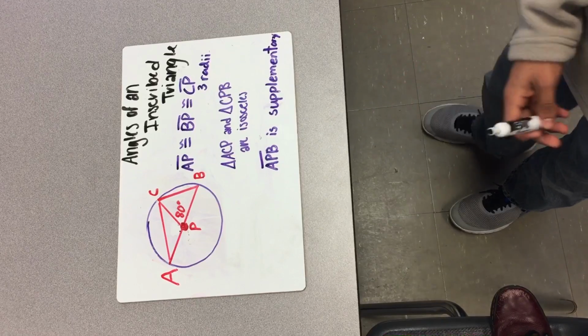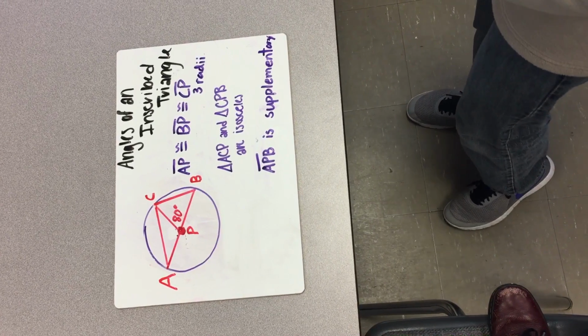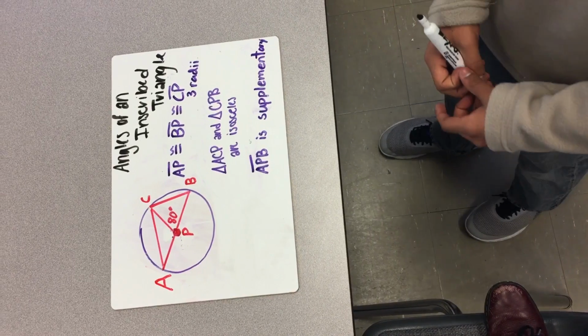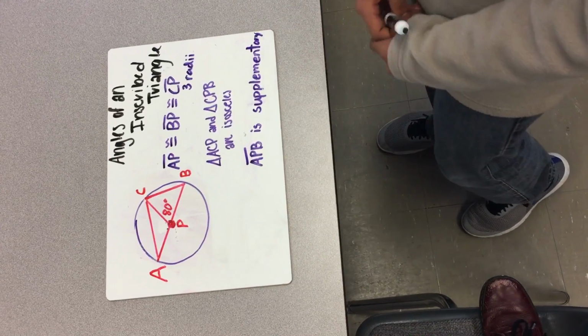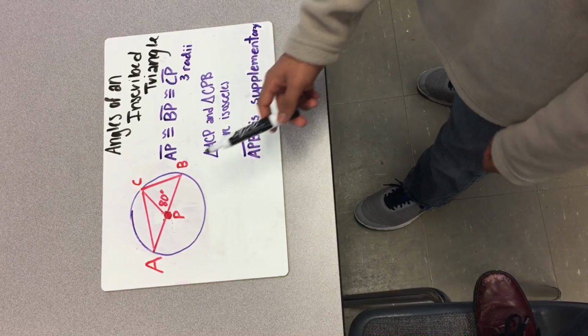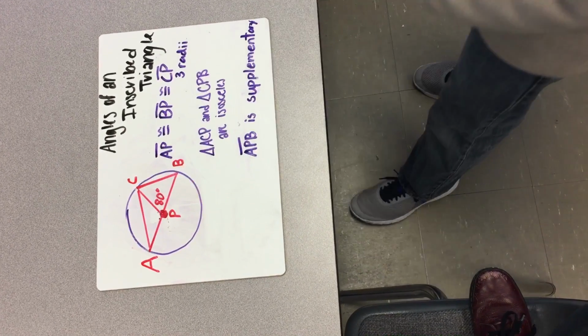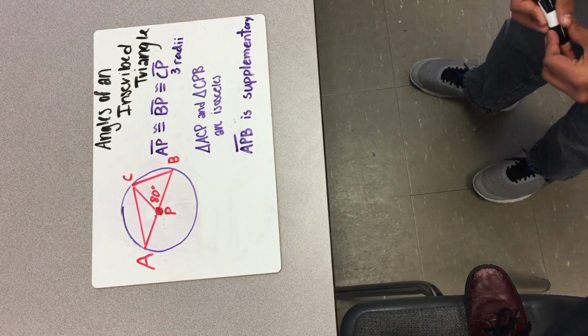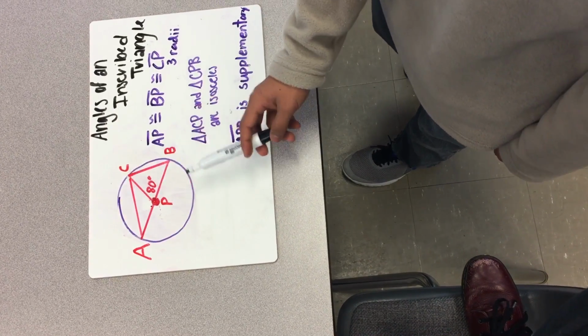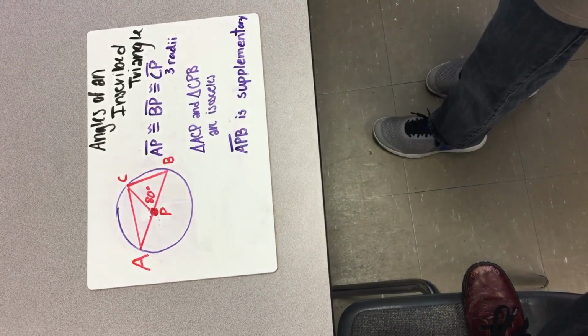Right here we have triangle ABC in the middle of a circle, and we know that point P is the center of the circle, which makes every line connecting P to the outermost of the circle a radius. So basically, AP and BP and CP are all radii, which makes them all congruent. That tells us that triangles APC and CPB are isosceles.